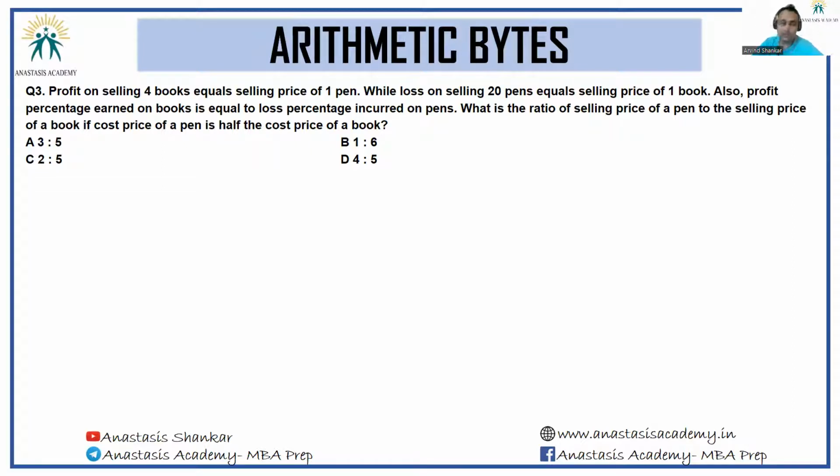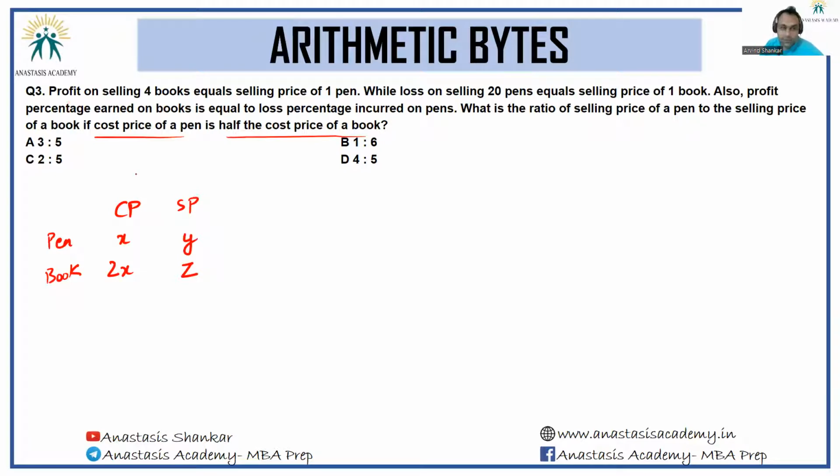Okay, let's see. It is very easy to do if you have the ability to fix values, but I'll try to do it in a universal manner. So let's say CP, SP, the things I know, pen and book. So if cost price of book was 2x, cost price of pen would be x, according to the last line. Now let the selling price of the pen be y, and the selling price of the book be z.